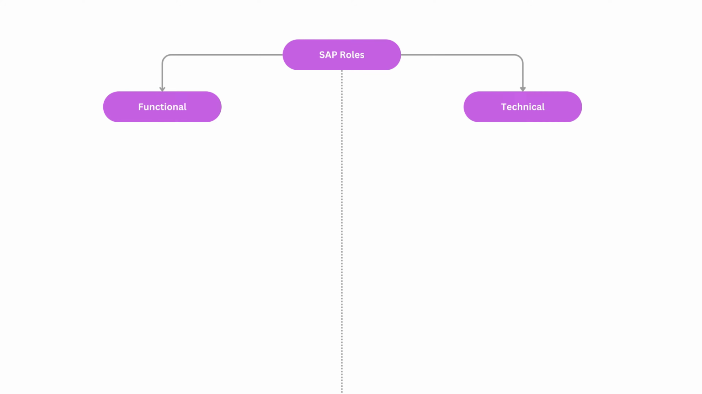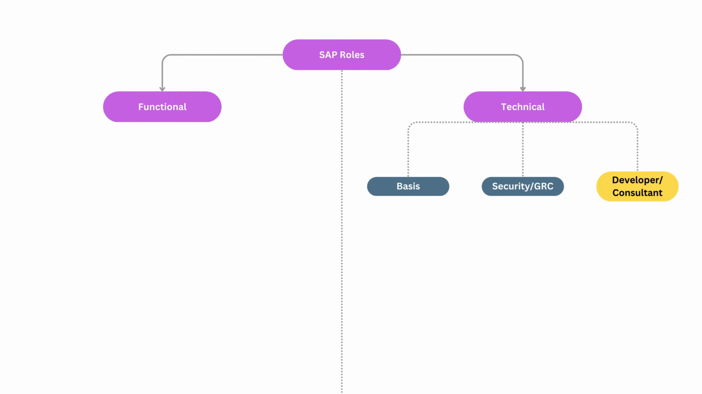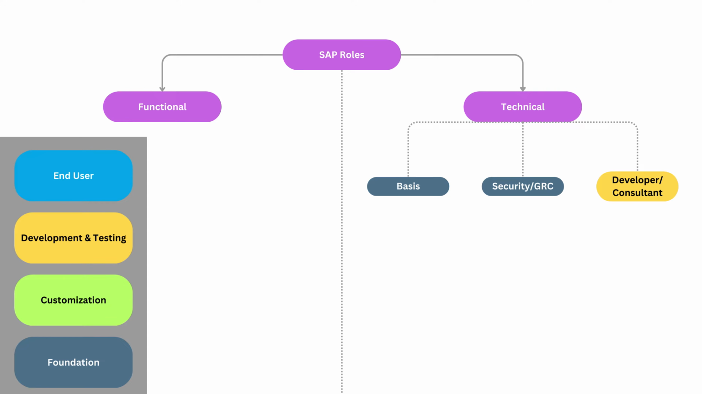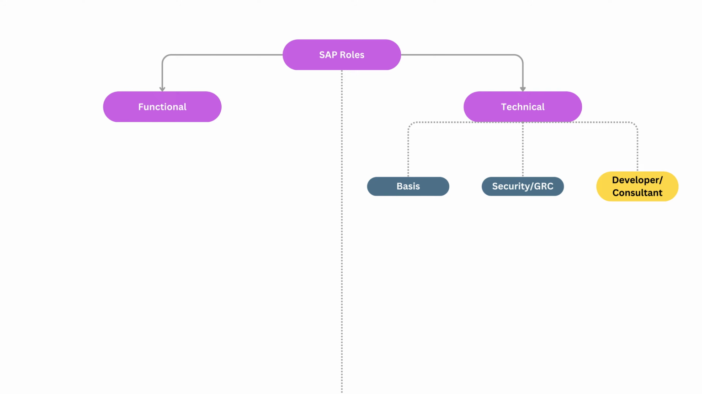Under technical role, we have basis, we have security and GRC, and we have developer. As you can see from the color coding, basis and security come from the foundational activity, which means they take care of getting the system ready for the users. Let's start with basis. They're usually called SAP basis administrators. They take care of downloading SAP software, installing it on your own hardware or cloud, getting the network ready, and updating and installing all the patches and latest OS nodes. So they are the pure admins for managing your SAP software. They're called SAP basis administrators.